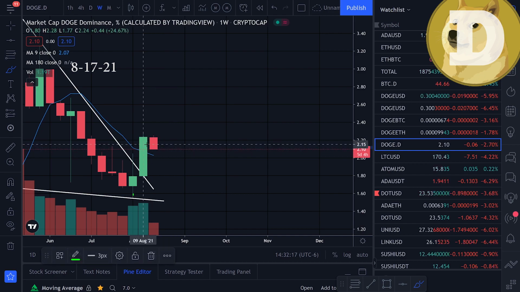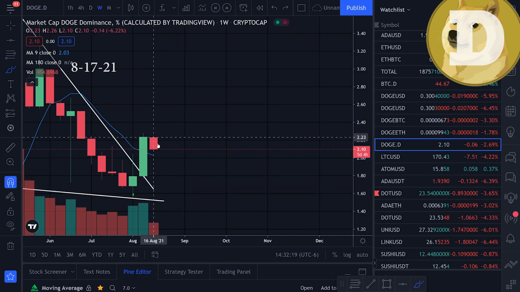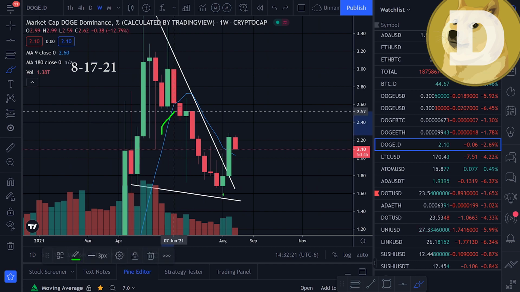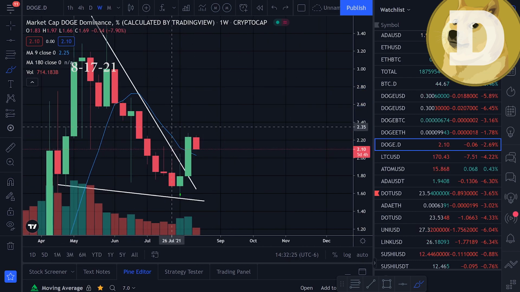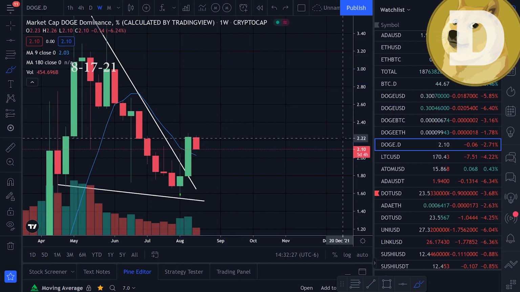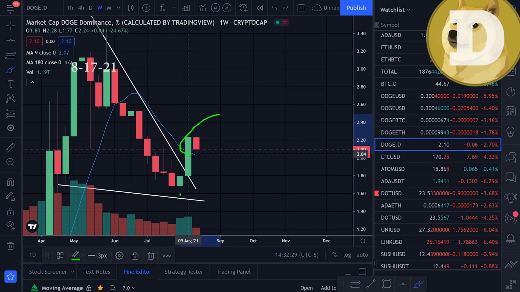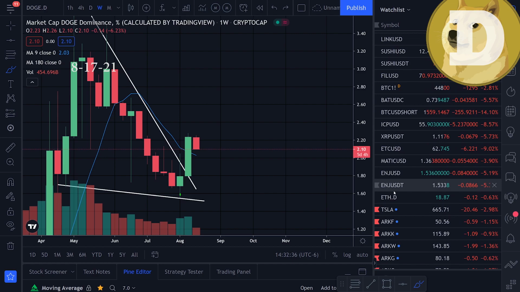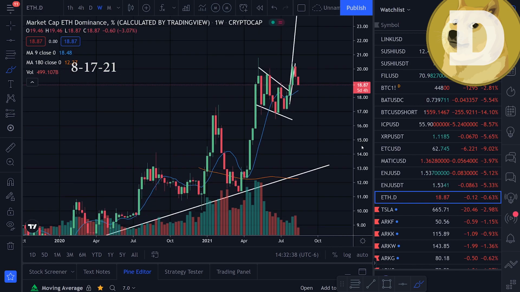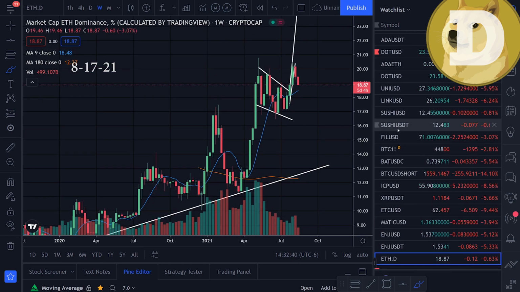Whether if we break below it, then we're going to have to reread. It's going to be one of those things where we weren't really able to stay above it and keep running really hardcore, and at least Dogecoin won't be dominant. So we might have to look at other charts like the Ethereum dominance, or maybe even the Bitcoin dominance.